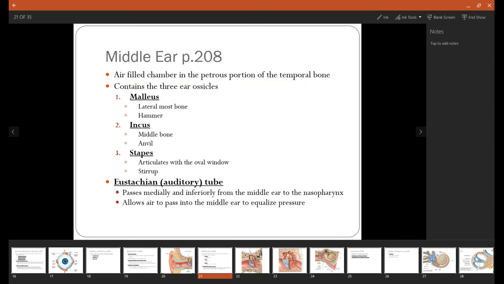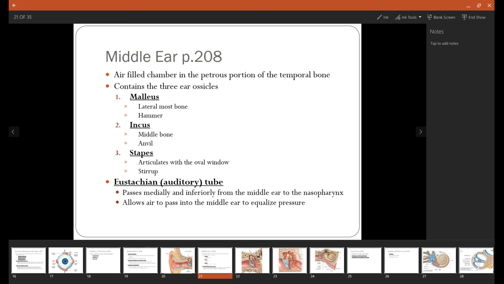The middle ear is going to be filled with air, and this is going to be located in the petrous portion of the temporal bone. There are three ear bones called ear ossicles. The first one is malleus, which is the outside bone, and it's going to be located actually touching the tympanic membrane. Now it's named after what it looks like, so it looks like a hammer.